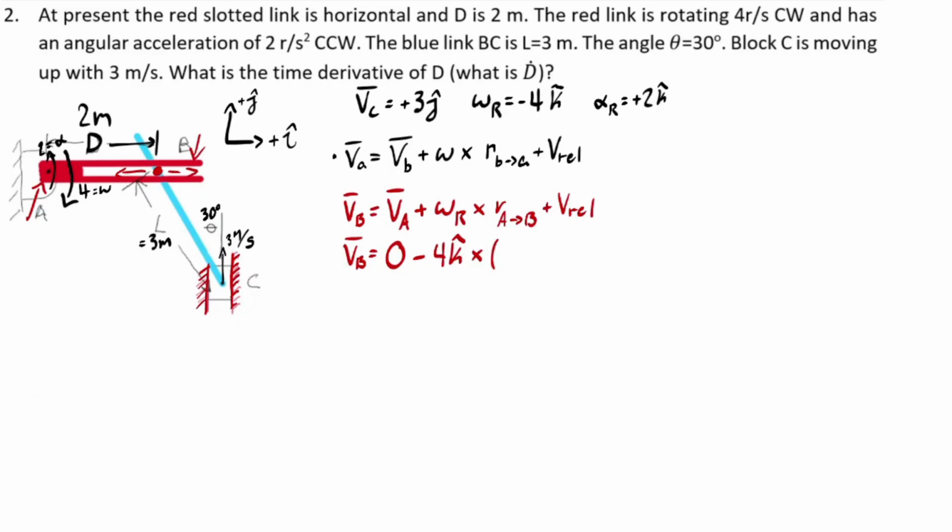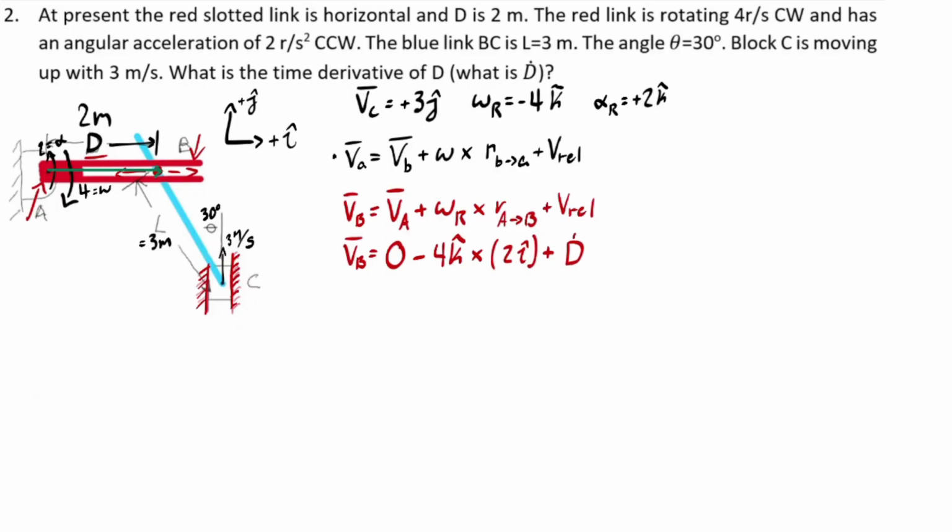So if we're going from A to B, as I indicated with the arrow, going from this A to this B, I am traveling a total of 2 meters in the positive I direction. So that's just going to be a positive 2I. Okay, and then plus any relative velocity terms that you may have. Now, relative velocity is any velocity where things are getting closer or farther away, and that's just going to be the same as my d dot. So that actually is what I'm looking for.